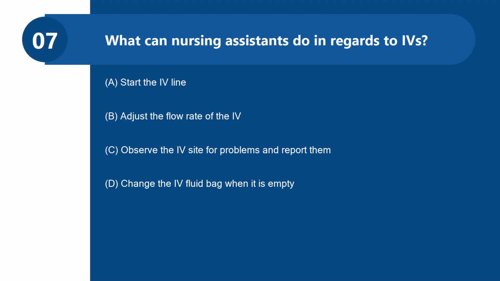Question 7. What can nursing assistants do in regards to an IV? Option A. Start the IV line. Option B. Adjust the flow rate of the IV. Option C. Observe the IV site for problems and report them. Option D. Change the IV fluid bag when it is empty. The correct answer is option C. Observe the IV site for problems and report them.